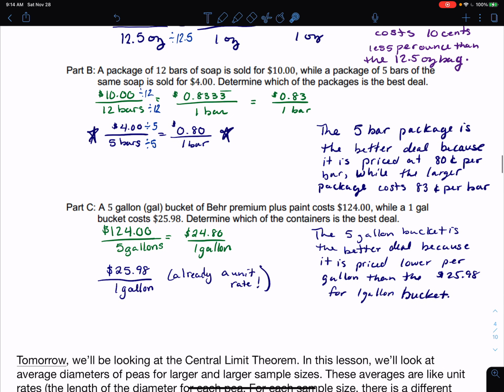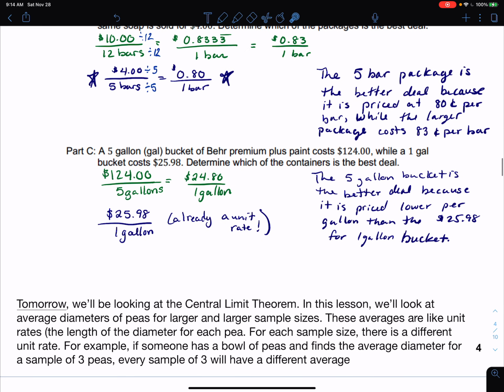If we look at part C, it says a 5-gallon bucket of Behr Premium Plus paint costs $124, while a 1-gallon bucket costs $25.98. Determine which of the containers is the best deal. So if we focus in on that 5-gallon bucket, it's $124 for 5 gallons. To get this into a unit rate, I divide by that denominator 5, which gets me $24.80 per 1 gallon.